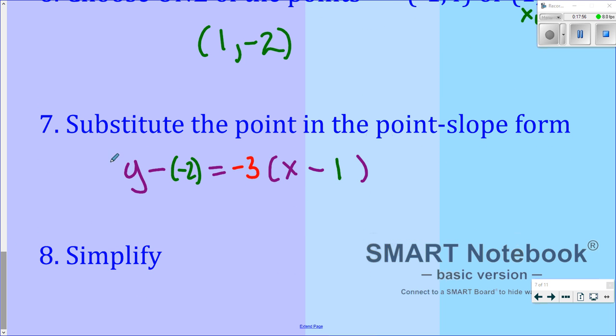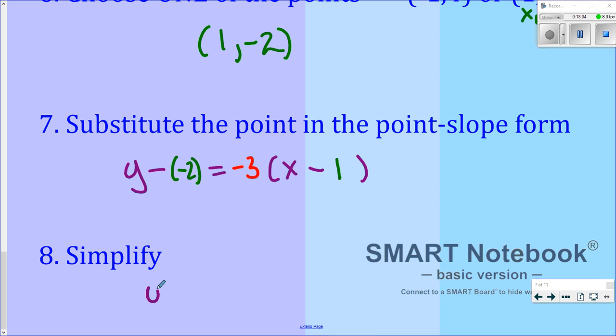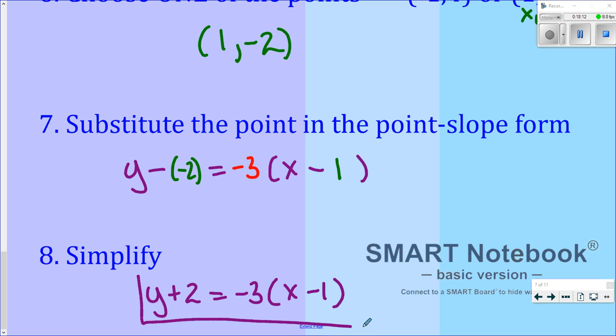And now I just need to simplify wherever I need to distribute. And then I'll put that back in purple. So it would be y plus 2 equals -3 times x minus 1. And that's finding the point slope form with 2 points given.